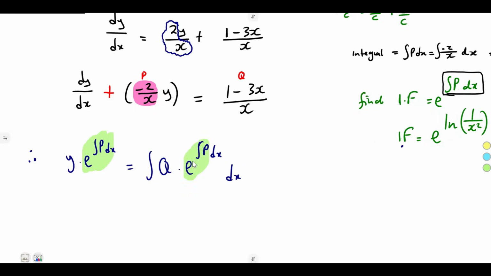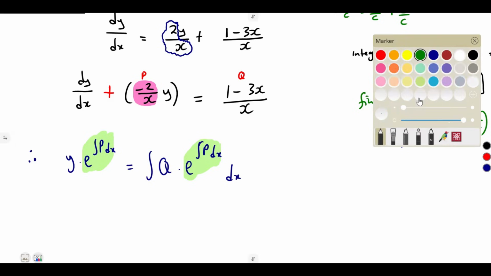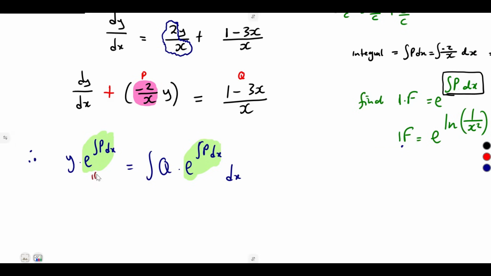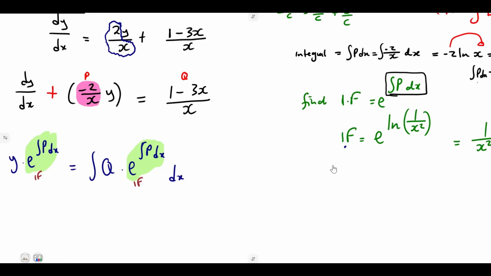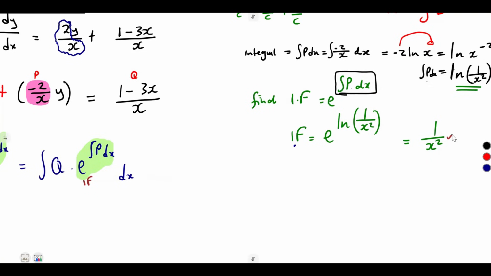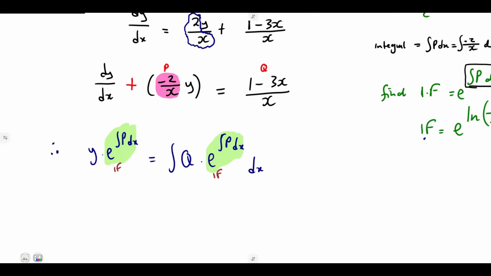So what are we going to simply do? We are going to substitute with the equivalent that we obtained for that integral factor, which is 1 over x squared in simplest form. Remember, this is the one that we simplified up to here. So that's 1 over x squared.